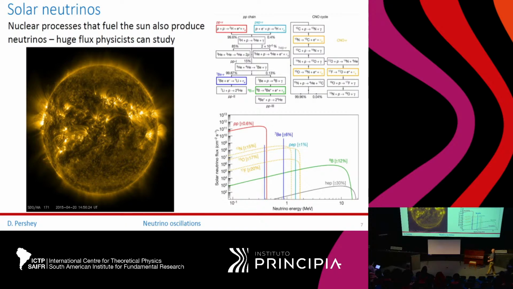And then there's also a CNO chain, which is another way of basically fusing protons into helium, which gives you neutrinos from decays of nitrogen, oxygen, and fluorine. So this is the flux that nature gives us. This is what we have to study and discover oscillations and study the interior of the sun.